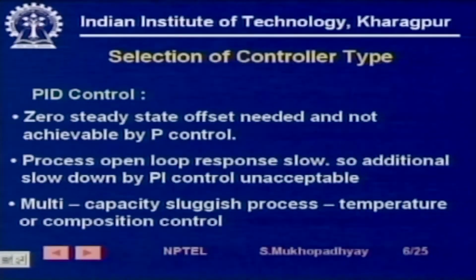So typically for multi-capacity processes where you have to do temperature or composition control, that is why you use PID control, because in any case you do not want to lose out too much on the transient response to gain the advantage in the steady state response of zero steady state error. So these are broad thumb rules of selecting P, PI or PID controls.